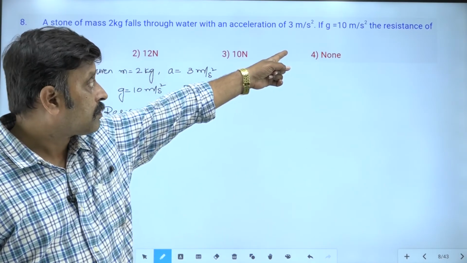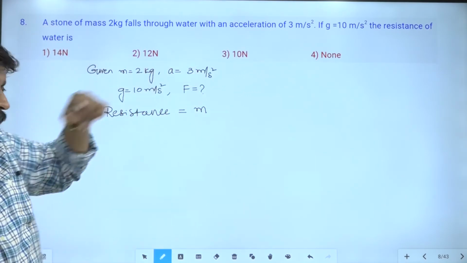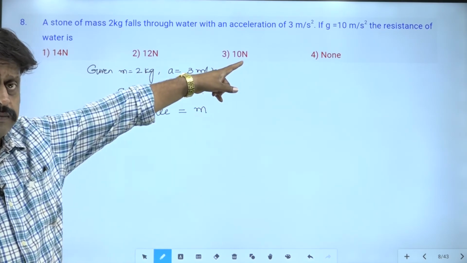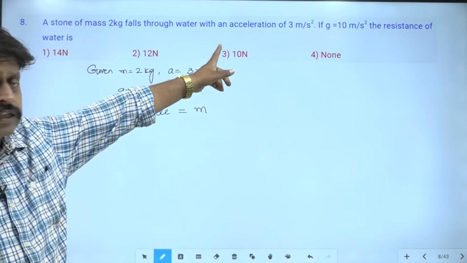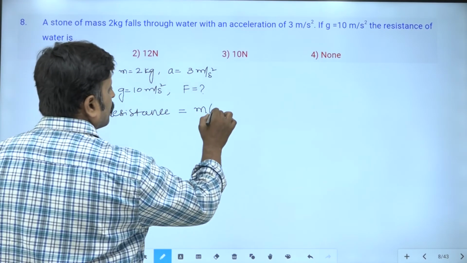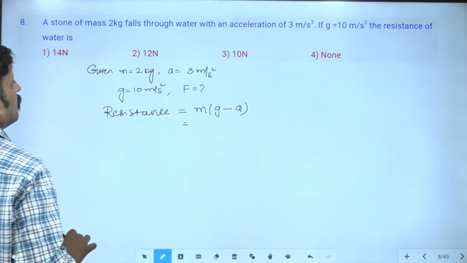Resistance of G, acceleration due to gravity G, is given as 10 meter per second square. So the G value is more than A here. Due to that reason, the net resistance we have to take as G minus A. So substitute the values.